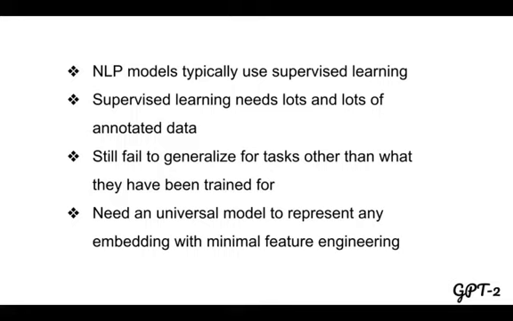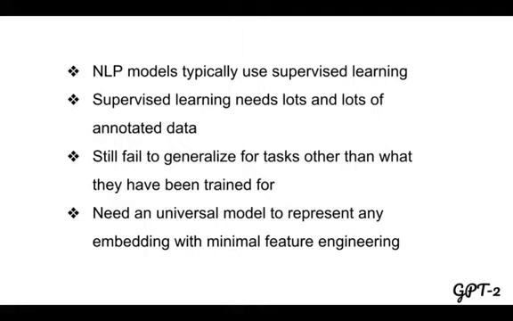Now, most state-of-the-art NLP models were trained specifically on particular tasks like, say, sentiment classification using supervised learning, right? But supervised learning has two major limitations. One, they need large amounts of annotated data for a particular task. This does not usually exist in specific domains, right? There's an entire industry built around data labeling and annotation services. Two, they fail to generalize to tasks other than what they have been trained for.